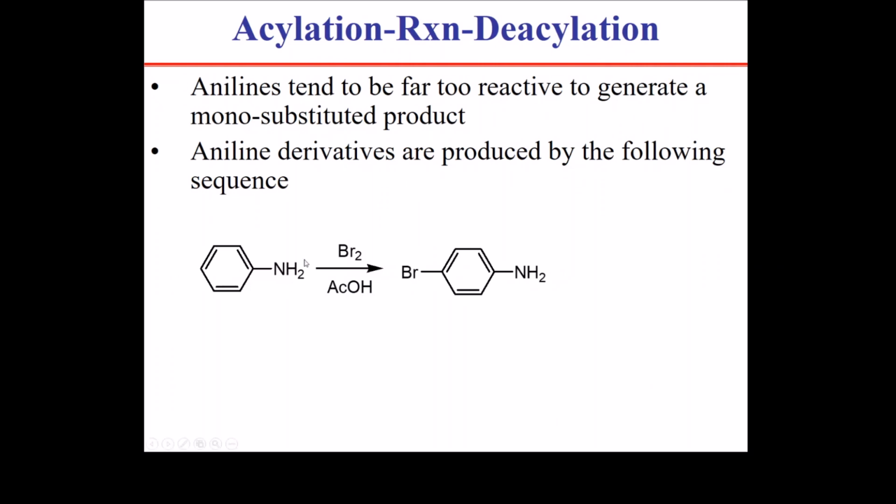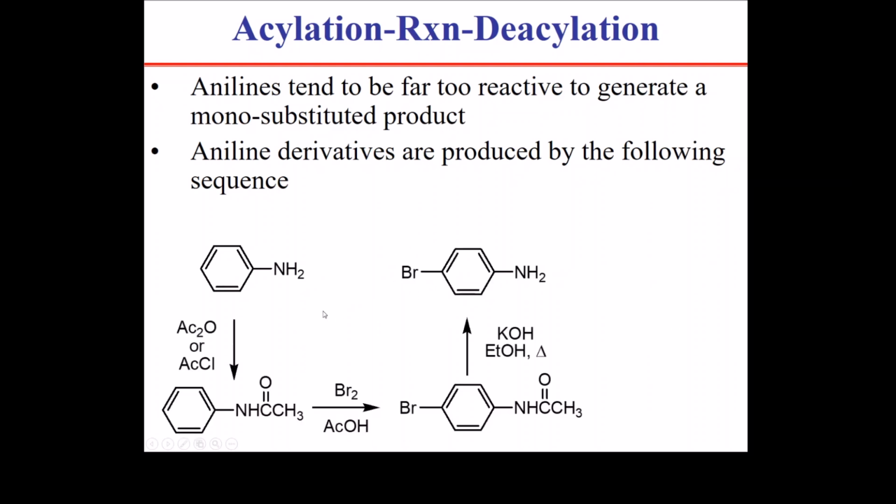Aniline, when you try to react it with bromine, even if you take away the catalyst, this is just a solvent right here, will end up not producing the mono-bromo product. You'll end up with a tri-bromo product. So if we want the mono-bromo product, we have a bit of a long pathway to do. That pathway first involves the addition of an acetyl group to your nitrogen, and then you carry out the bromination. Notice how still I don't use the iron catalyst.